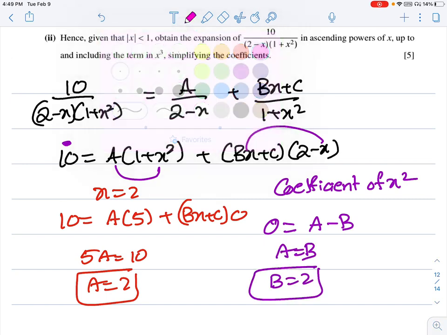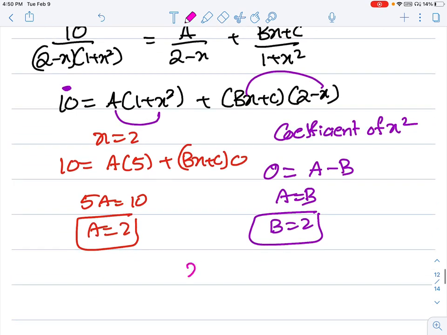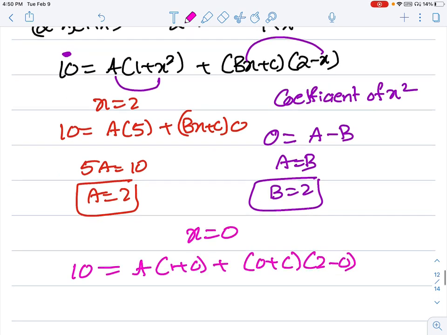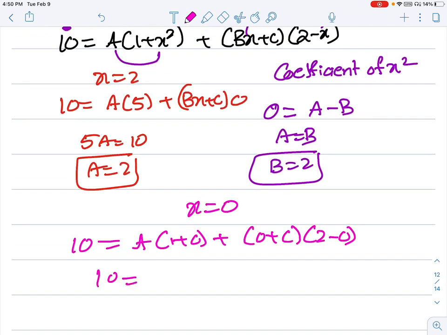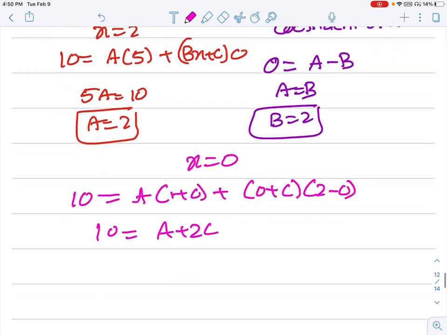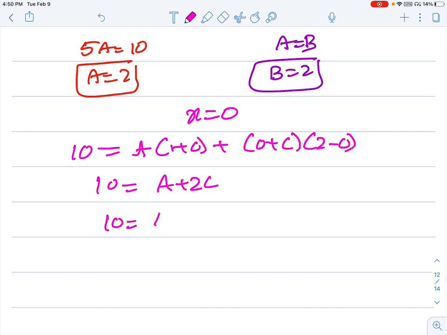Now I need to get the value of c. For this, what I can do, substitute any value of x. At random, let x is equal to 0. So 10 is equal to a times 1 plus 0 plus c times 2 minus 0. So 10 is equal to a plus 2c. A was 2, 10 is equal to 2 plus 2c, 2c is equal to 8, c is equal to 4.